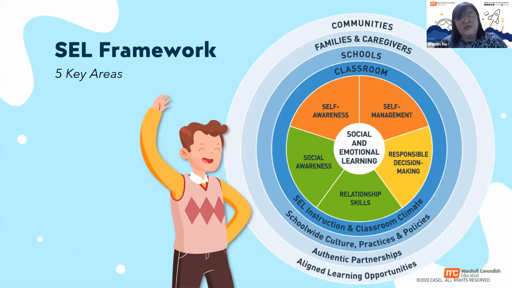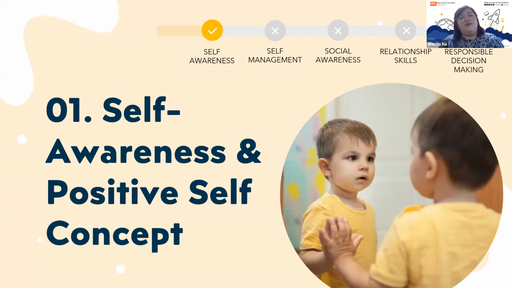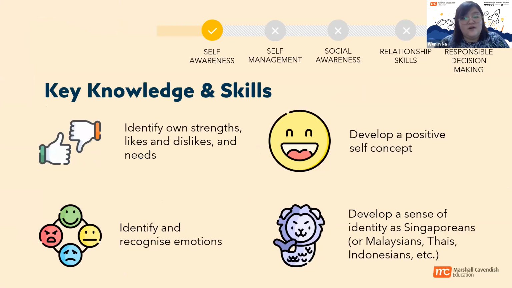So as mentioned earlier, we will zoom into the 5 key areas of the social emotional learning framework, starting with self-awareness. Children who have a clear understanding of their own strengths will develop a positive self-concept and self-worth. A child with self-awareness will be able to identify what they like, what they don't like, and recognize what they can or cannot do. They will also be confident in expressing and identifying their own emotions and telling others how they feel.